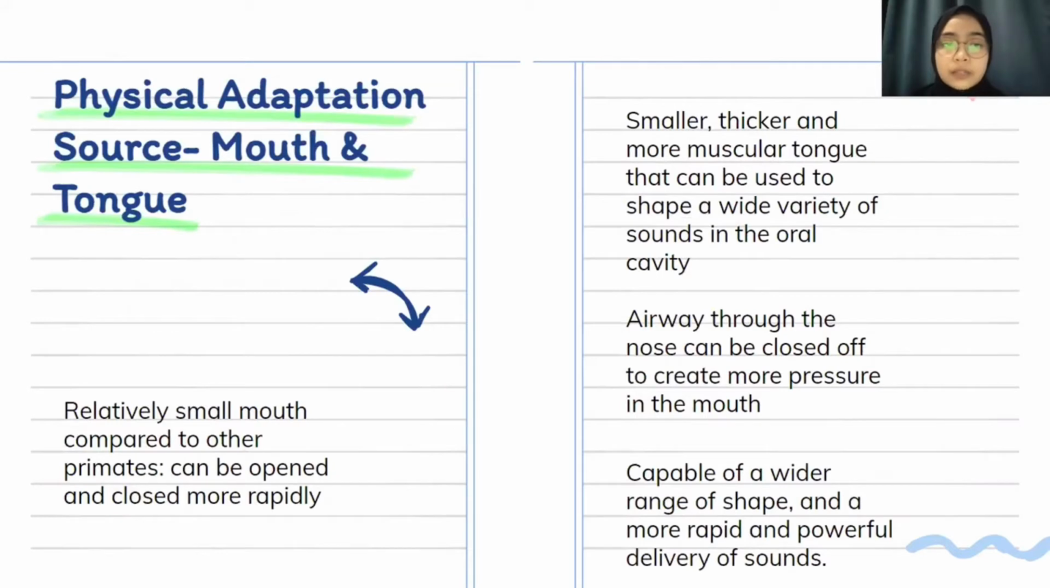So the mouth is relatively small compared to other primates and can be opened and closed more rapidly. So it can be controlled. And then the tongue is smaller, thicker, and more muscular, and can be used to shape a wide variety of sounds in the oral cavity. And the airway through the nose can be closed off to create more pressure in the mouth. And it is capable of a wider range of shapes and a more rapid and powerful delivery of sounds. So it makes sounds delivered more clearly.